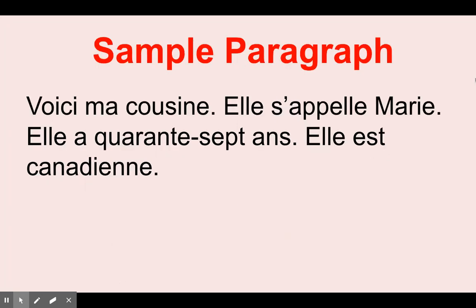Here's a sample description of one person. Voici ma cousine. Elle s'appelle Marie. Elle a 47 ans. Elle est canadienne. So you're going to write this in your notebook, just a description of 5 people in your family, mom, dad, brother, sister, you. You only need to use voici for other people. You won't use voici for yourself because that wouldn't make any sense, right?